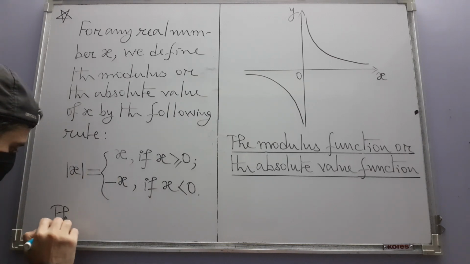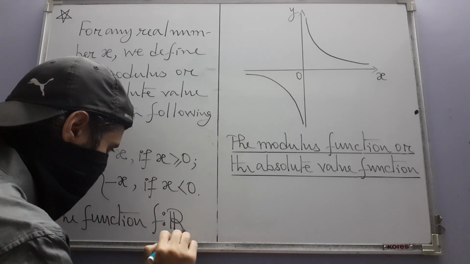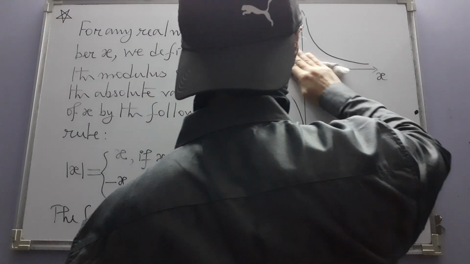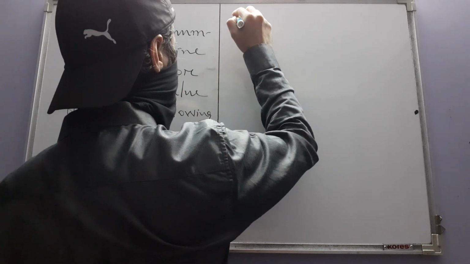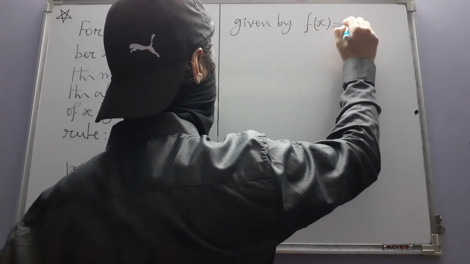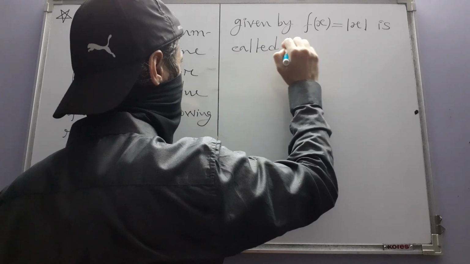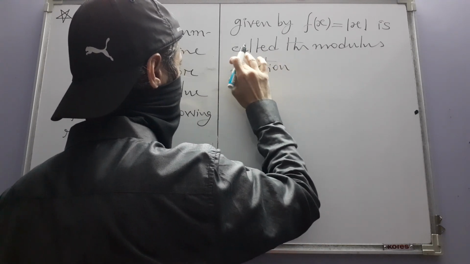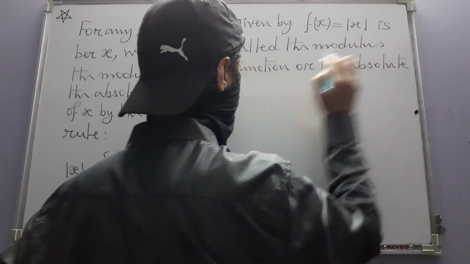Now the function f from R into R given by or defined by f of x equal to mod x is called the modulus function or absolute value function.